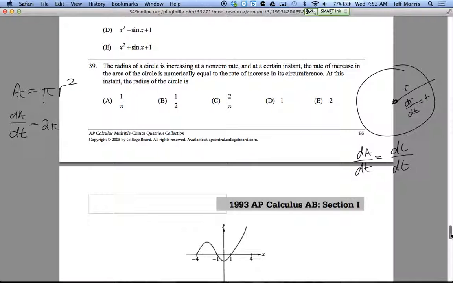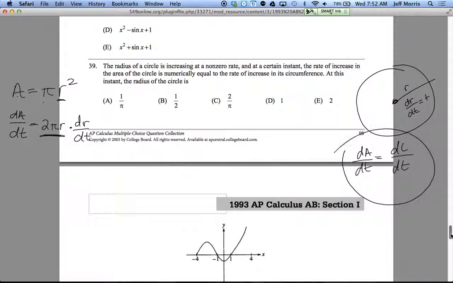Times the derivative of r, which is... I've got to go over this more next week. So you get dA/dt is equal to 2 pi r dr/dt. You good with that? Now watch. That's cool. That's circumference, by the way.